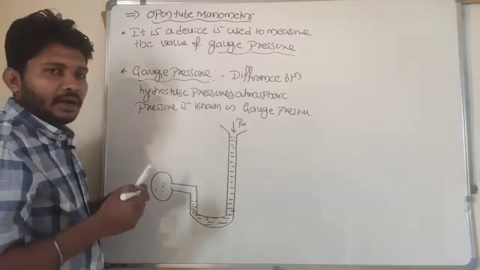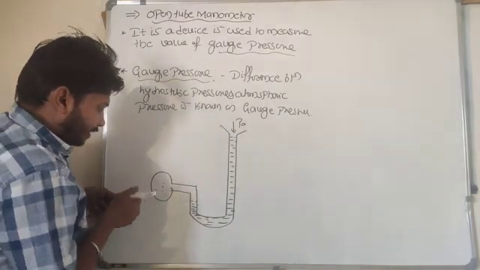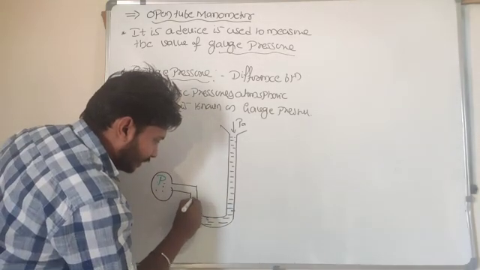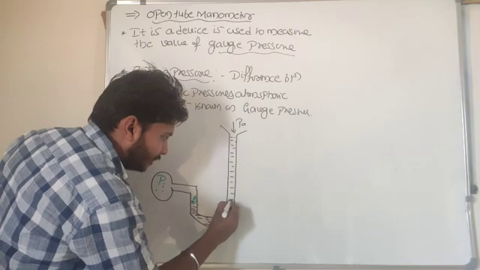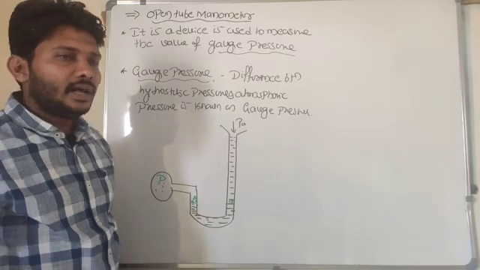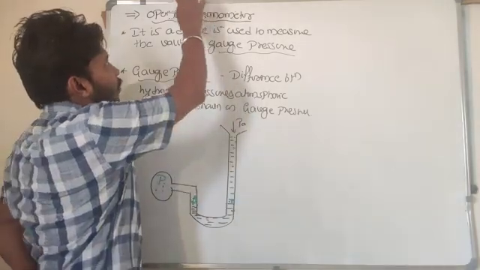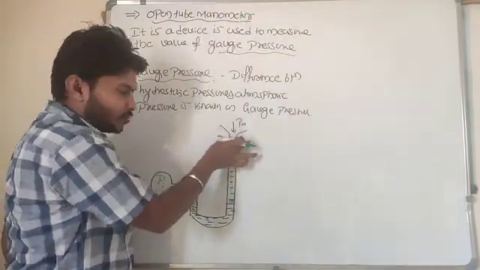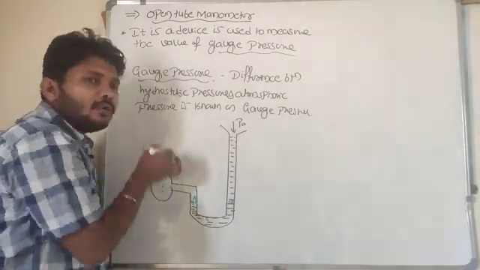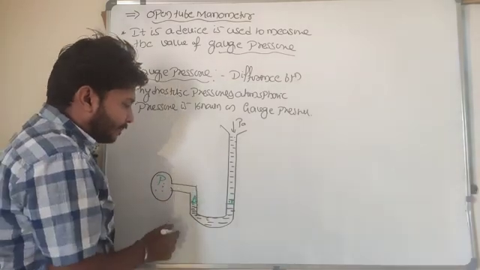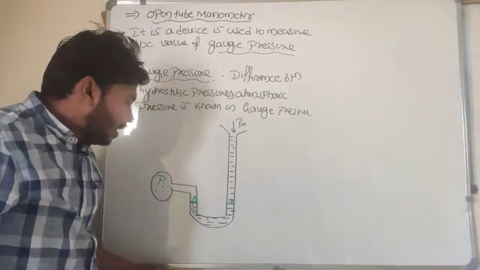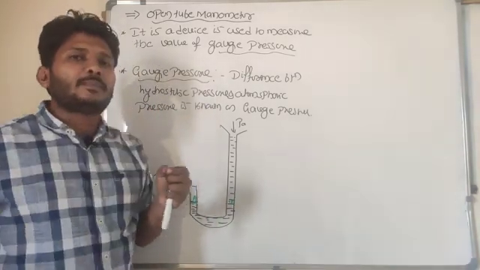For example, I will take the pressure of the system, let it be P. Then here I will take point A and point B. Point A and point B are present on the same horizontal line. So in case of an open tube manometer, one end is open and another end is connected to the system where the pressure is to be determined. I want to find out the value of pressure at point A.